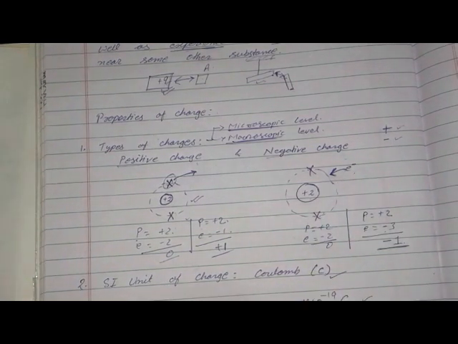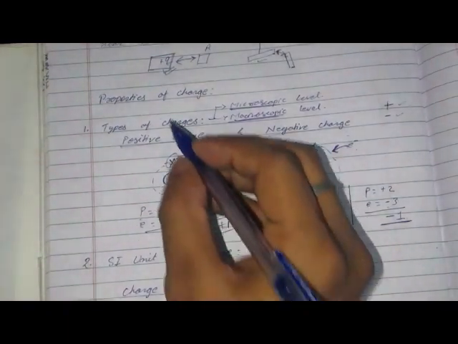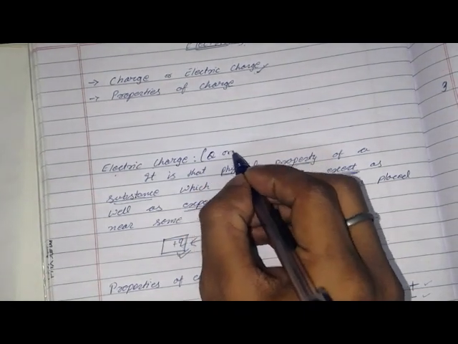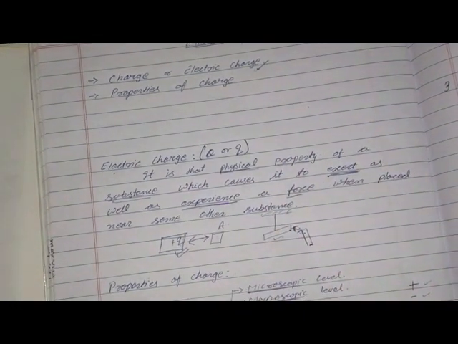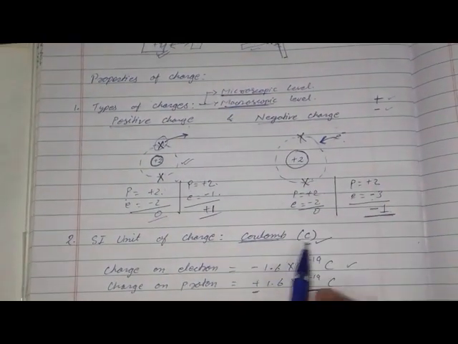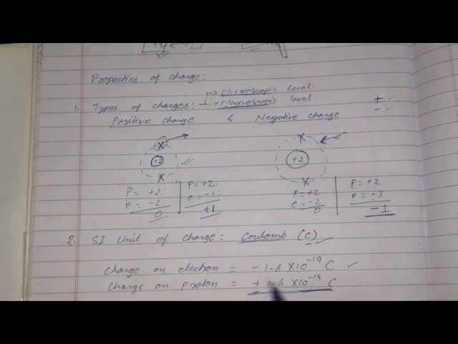Now we are going to see what the SI unit of this charge is. The SI unit of charge is Coulomb, and it is represented by capital C. One thing more, electric charges are represented by Q, capital Q or small q, whichever we like. The charge on one electron is equal to the charge on one proton, but with opposite sign. The charge on an electron is minus 1.6 into 10 to the power minus 19 Coulomb, and the charge on one proton is plus 1.6 into 10 to the power minus 19 Coulomb.